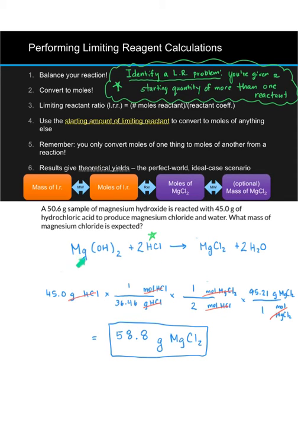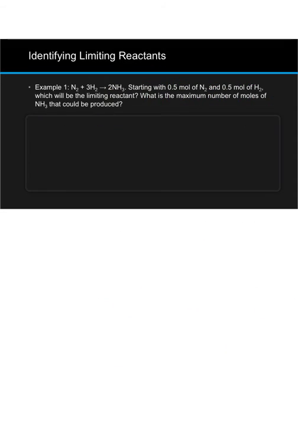We need to take care to make sure that we have a balanced chemical reaction, that we convert quantities of starting materials into moles if they're not explicitly already in moles. And then from starting moles of reactants, calculate a limiting reactant ratio. That's the relative amount of moles, or the ratio of number of moles of reactant to reactant coefficient. Once we have a limiting reactant, we use it and only it to predict the outcome of this reaction.